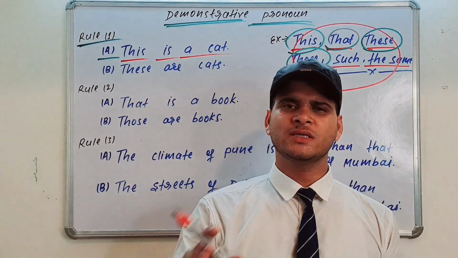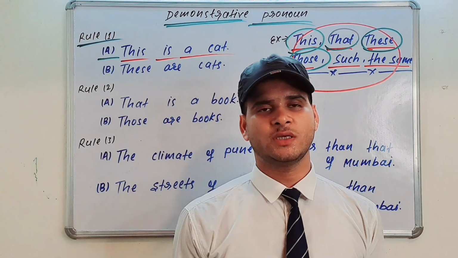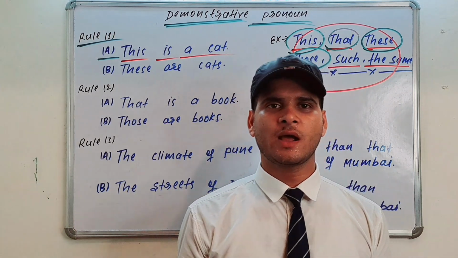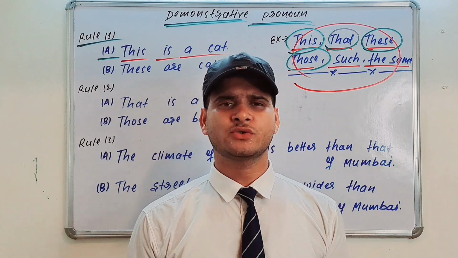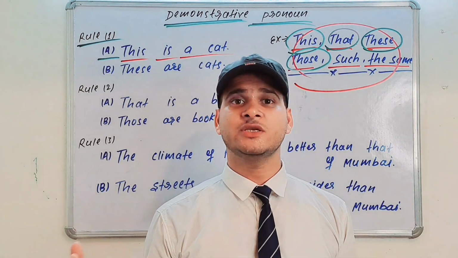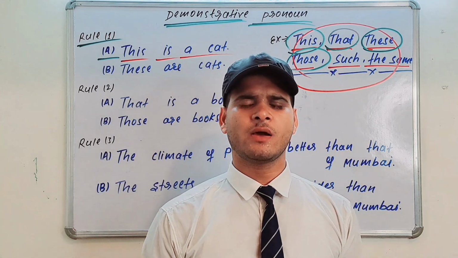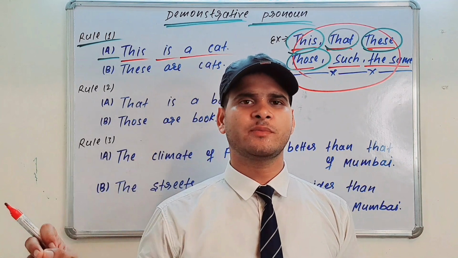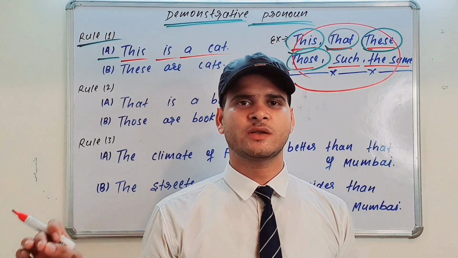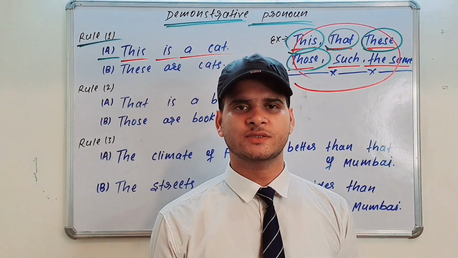Just as I told you, this is a marker. Where we use this, the demonstrative pronoun, I'm talking about this, my dear students. And you all know this, that, these, those. I told you there are two types of demonstrative pronoun: singular demonstrative pronoun and plural demonstrative pronoun. Here we are learning the use of this.